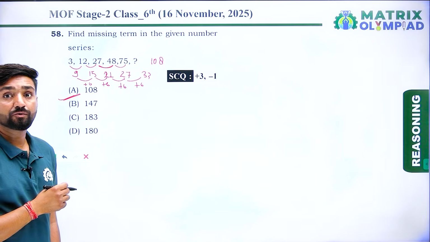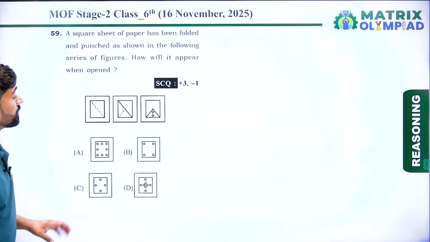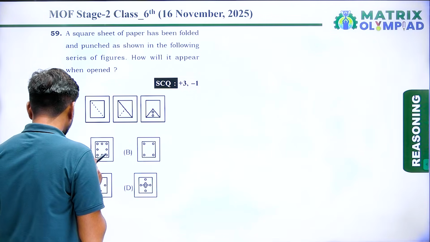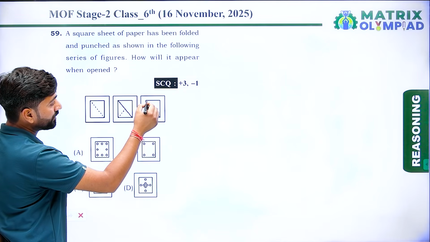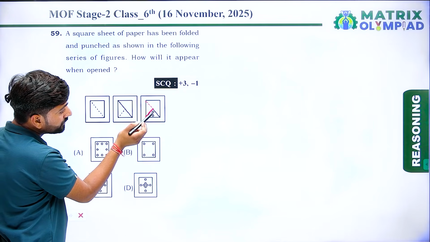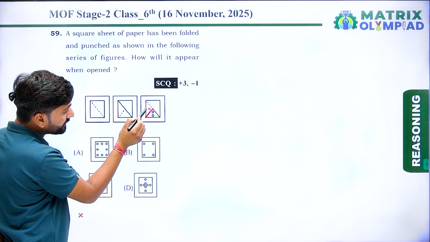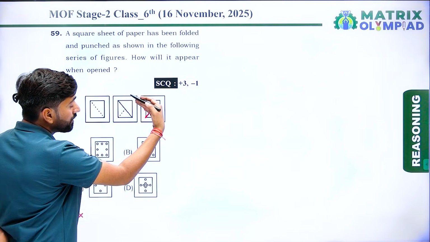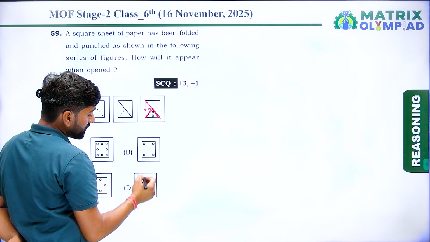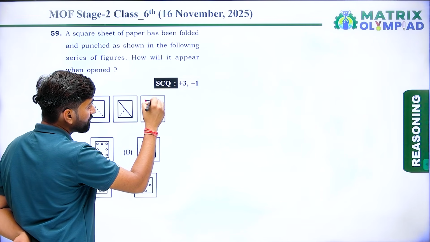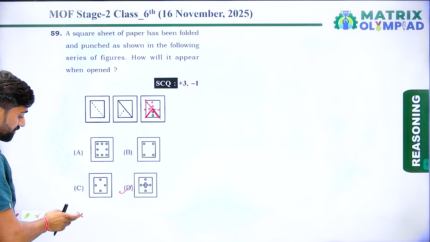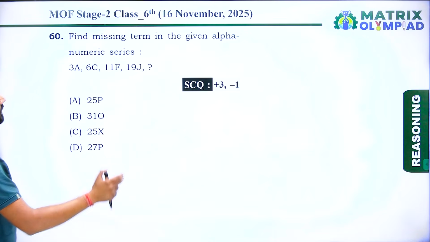Now let's move to the next question. In this question, we have to choose the correct unfolded form of the last given figure. So if we unfold the paper along this axis, the correct mirror image of this part will look like this, and if we unfold this along this axis, the correct mirror image of this part will look like this. So our option D is the right answer of this question. Now for the next question.